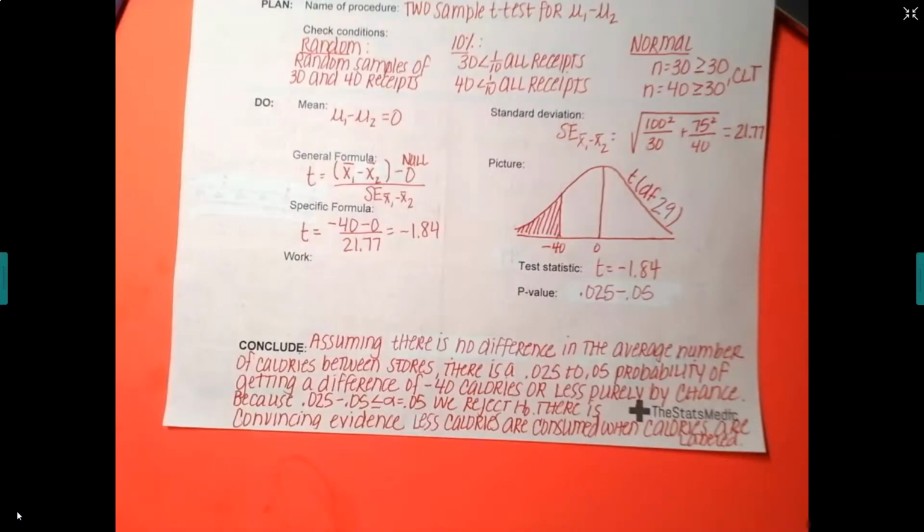All right, rather than listening to me write it all out while you write it, you can pause this. So assuming there is no difference in the average number of calories between stores, there is a 0.025 to 0.05 probability of getting a difference of negative 40 calories or less purely by chance. Because our p-value 0.025 to 0.05 is less than or equal to alpha 0.05, we reject the null. There is convincing evidence less calories are consumed when calories are labeled.